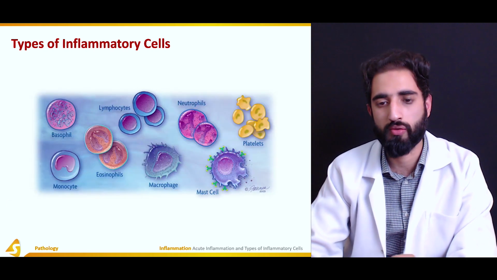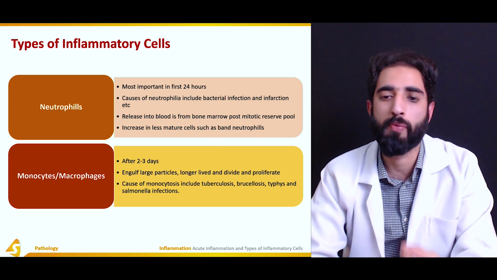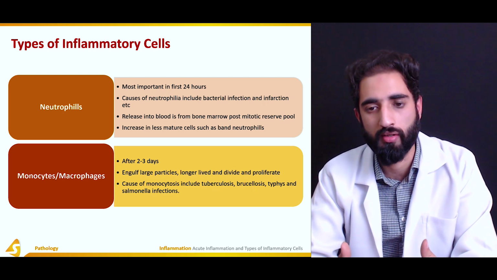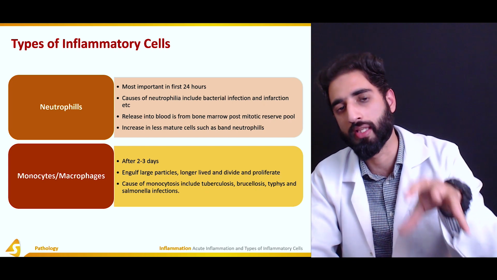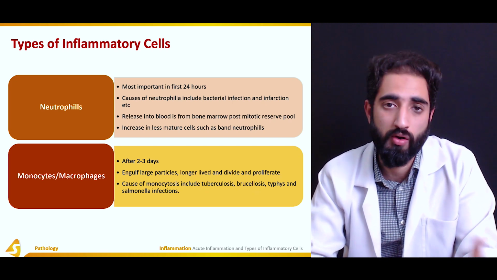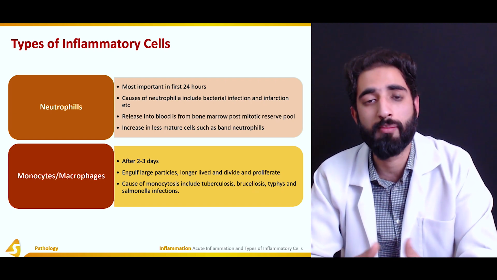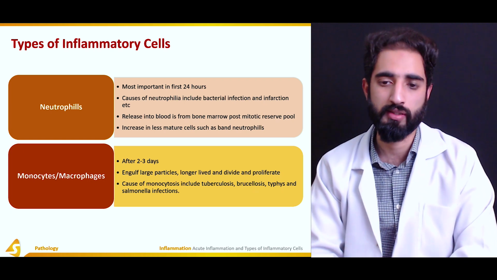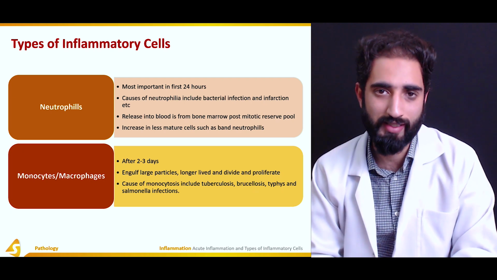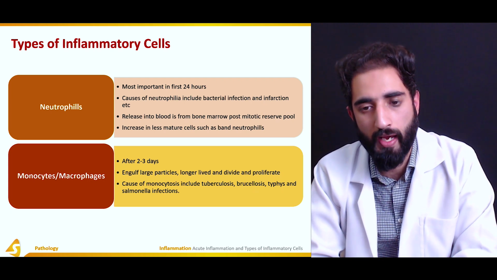So neutrophils, as you can see here, these are the neutrophils. So neutrophils are the most important cells in the first 24 hours of the acute inflammation, because they are the major part of the WBCs that is actually present in the inflamed tissue during the first response, or the first 24 hours. So what are the causes of neutrophilia? Neutrophilia means an increase in the number of neutrophils. So the causes of neutrophilia include bacterial infection and infarction, etc. Infarction means tissue damage because of the loss of blood supply.